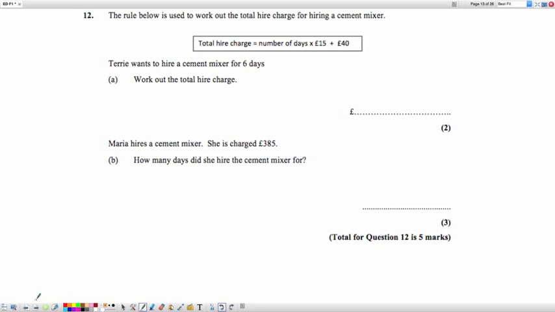Question 12. The rule below is used to work out the total hire charge for hiring a cement mixer. We have the number of days multiplied by 15 and then we add £40. So if Terry wants to hire the cement mixer for 6 days, we will do 6 times 15 and then add 40. 6 times 15 is 90. Add 40 gives us our total cost of hiring £130.